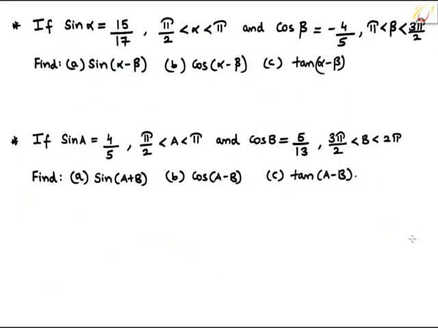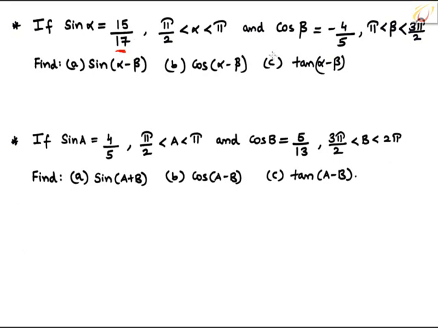Two sums for homework. If sin alpha is equal to 15 upon 17, where alpha lies between pi by 2 and pi, and cos beta is equal to minus 4 by 5, where beta lies between pi and 3 pi by 2, find the values of sin alpha minus beta, cos alpha minus beta, tan alpha minus beta.